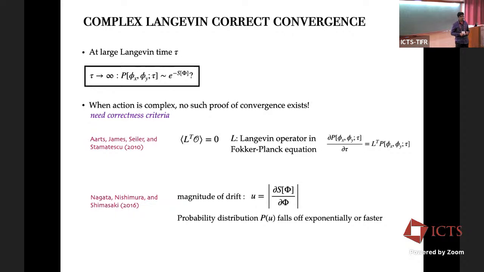So to check the reliability of the observables that we have computed, we need some correctness criteria. In the current literature, there are two such criteria. First, the expectation value of the Langevin operator acting on the observable should vanish. The Langevin operator comes from the Fokker-Planck equation, which depicts the evolution of the probability distribution we were discussing. The second is oriented towards the drift term of the Langevin evolution. It defines the magnitude of the drift, and the criterion is that the probability of this drift should fall off exponentially or faster. For reliable simulation results, these criteria should be satisfied.